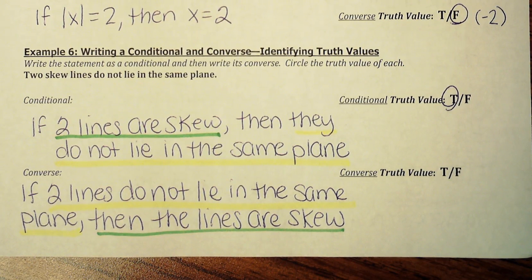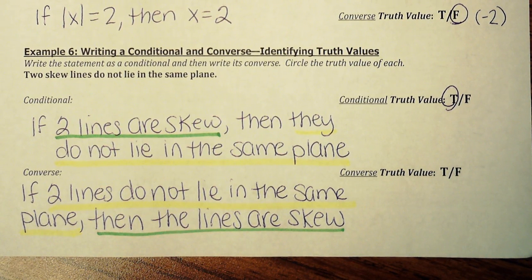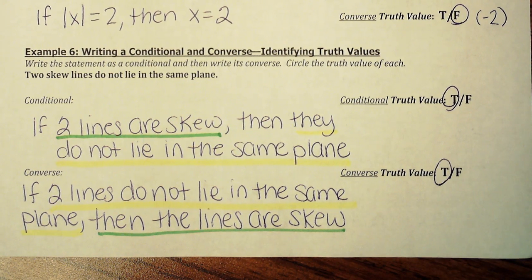All right. And this converse, if two lines do not lie in the same plane, then the lines are skew. Well, if they're not in the same plane, it's kind of the same concept: I cannot intersect if I'm not in the same plane, and I can't be parallel if I'm not in the same plane. So both of these are actually true statements.